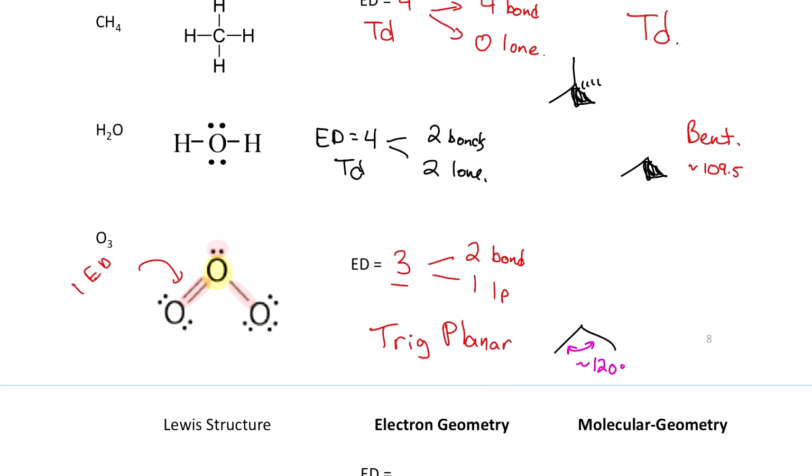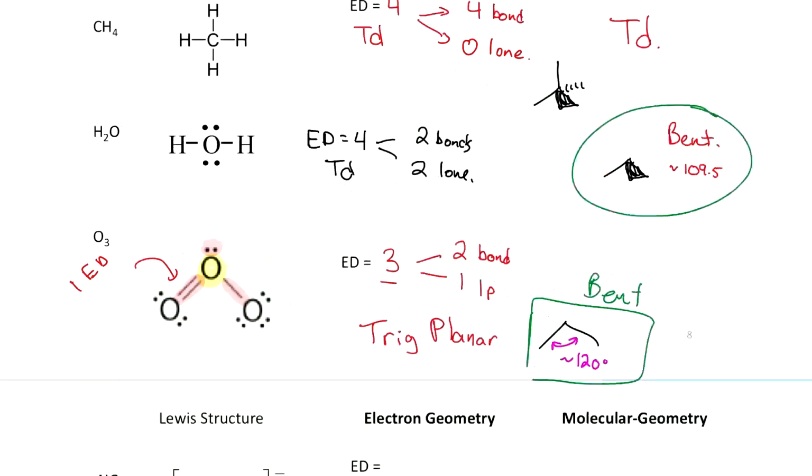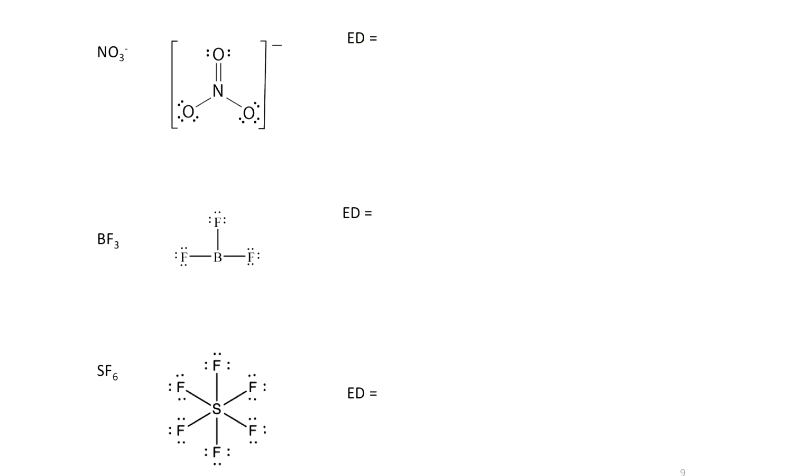So notice that we have 2 examples of bent structures. Here's a bent structure. Water is a bent structure, but they're slightly different. The ozone bent structure is closer to 120 degrees, and the water's bent structure is closer to 109 degrees. All right, and the reason is because they have different electron domain parent structures. All right, let's keep going.